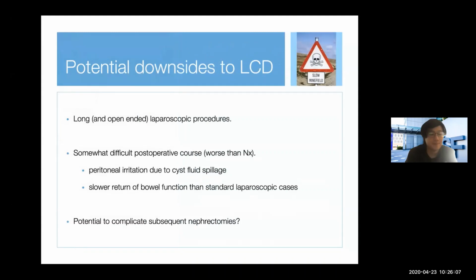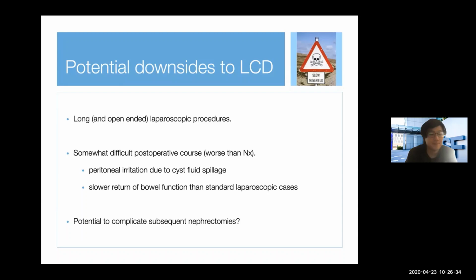There are some downsides, though, that we really do need to keep in mind. These are long and somewhat open-ended laparoscopic procedures, so it might take you as long to do a cyst decortication as it would be to do a nephrectomy in these patients. And they have a relatively difficult postoperative course. So I would say that for the most part, patients who have cyst decortications for polycystic kidney disease have a worse postoperative course than do patients who undergo nephrectomy for the same problem.